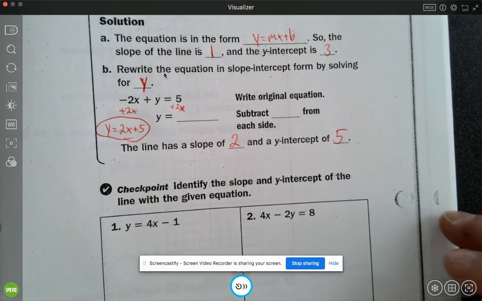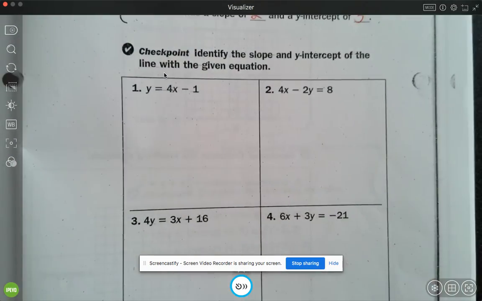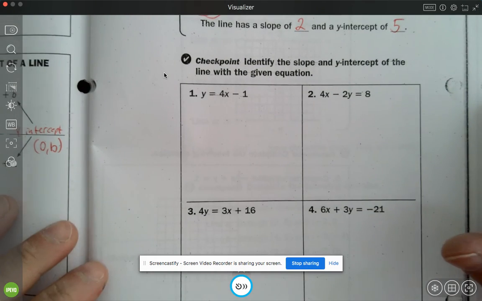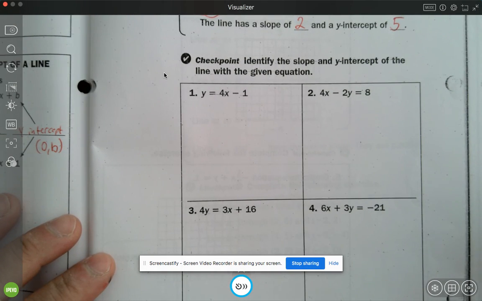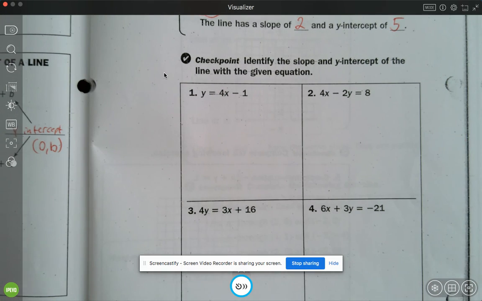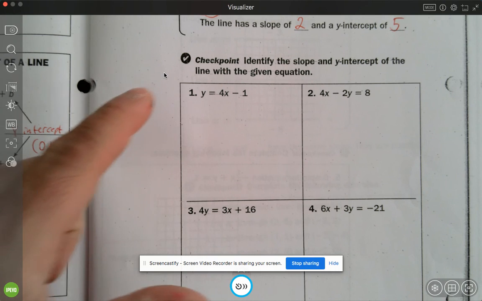All right. So at this point, I want you to pause the video and try these 4 checkpoints. Again, it looks like only the first one's in slope-intercept form. The other 3 are in standard form, and you have to change it. So please pause the video and put these in slope-intercept. I'm sorry, find the slope and the y-intercept.